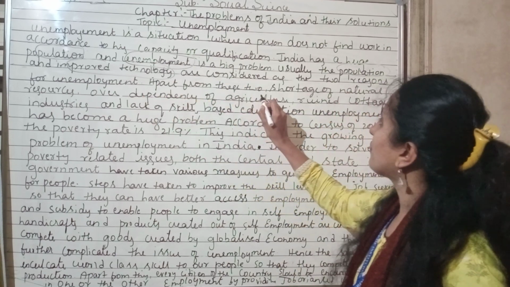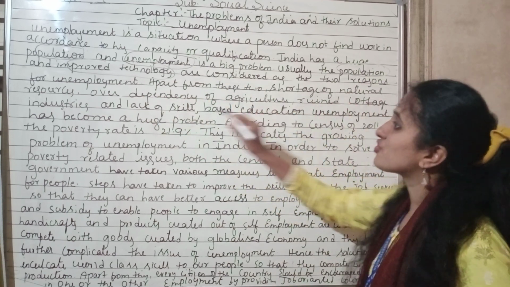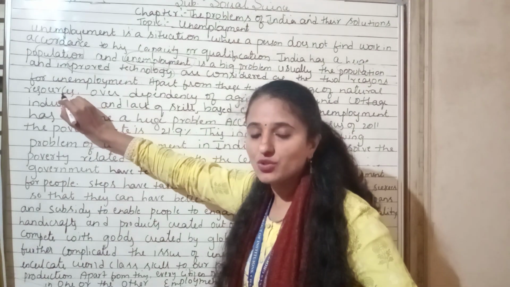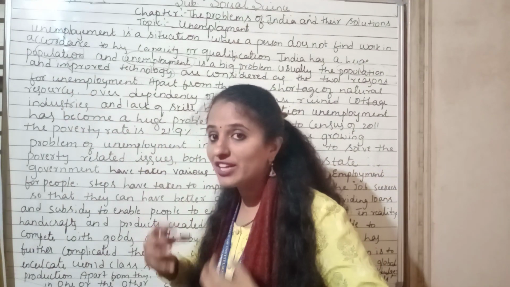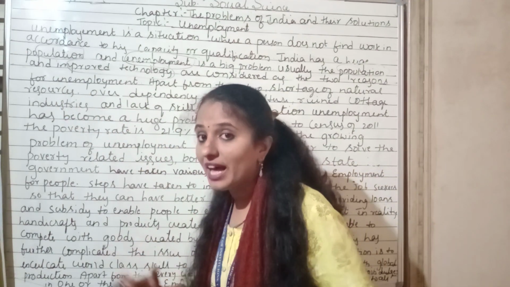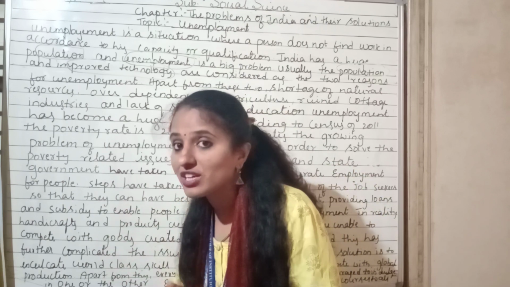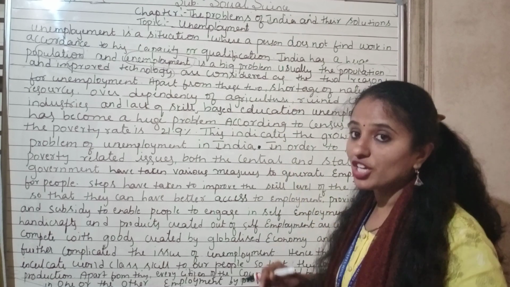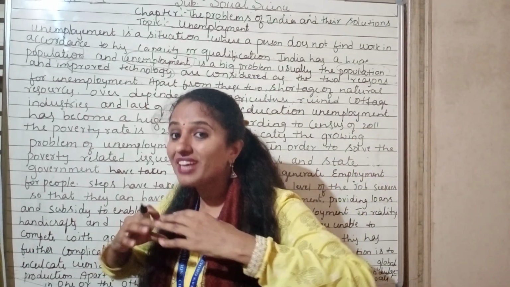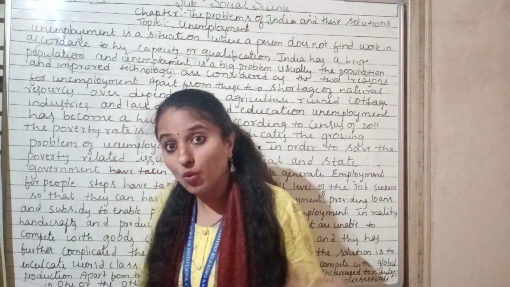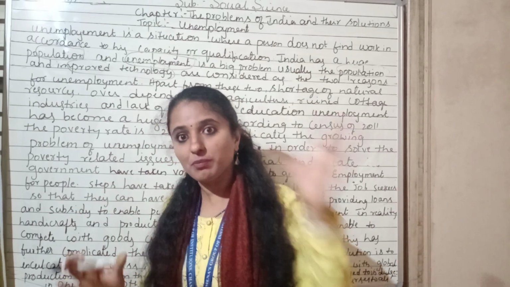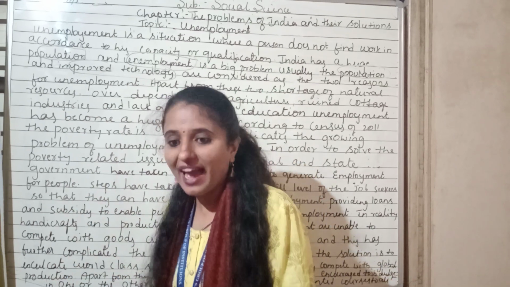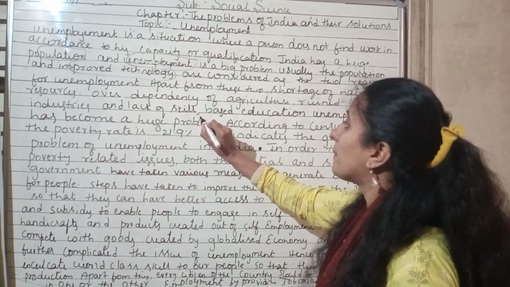See, apart from these two, shortage of natural resources. In the 9th standard you learned what natural resources are. We have a shortage of natural resources. And over-dependence on agriculture. Most of the places, if you observe, depend on agriculture. Not only a few members, everybody in the family depends on agriculture. That is also the biggest problem.